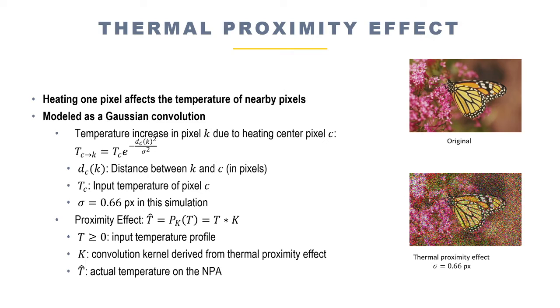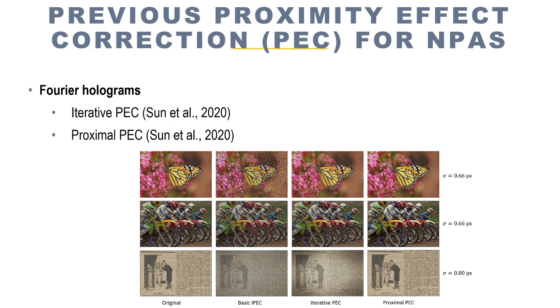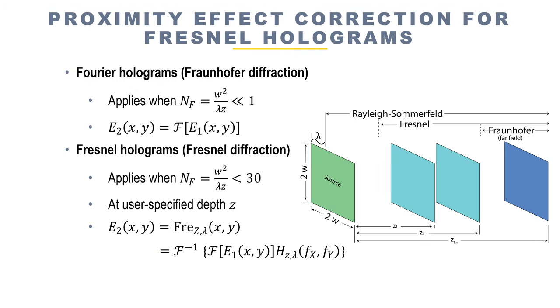The effect negatively impacts the phase modulation accuracy, degrading the quality of the formed imagery. It is therefore necessary to perform the proximity effect correction, or PEC. It is also important to note that the solution must be non-negative in the correction because there is no cooling capacity. Several PEC methods for Fourier holograms have been proposed in Sun et al. 2020. The proximal PEC method, or PPEC, can achieve good correction effectiveness.